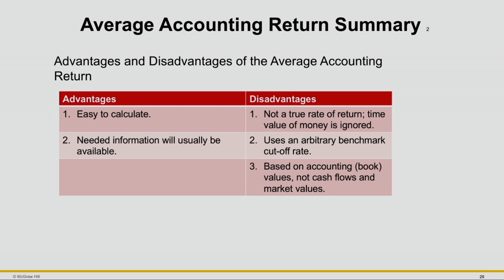The advantages are it's easy to calculate. The information is widely available off of the financial statements or pro forma financial statements. The disadvantages are that it's not really a true rate of return, and time value of money is ignored. Major deal. It uses, again, an arbitrary benchmark as the cutoff rate. And then it's, as I mentioned already multiple times here, accounting numbers, not cash flows.